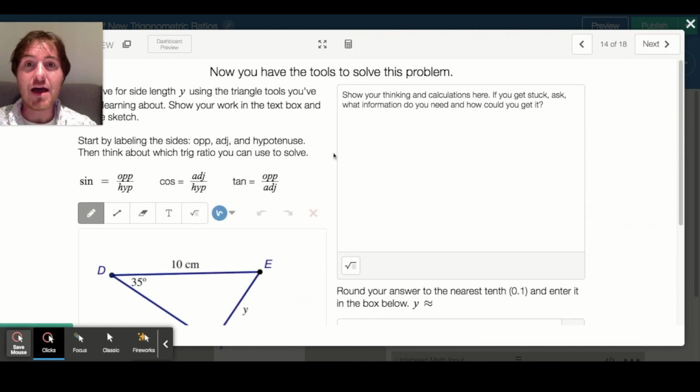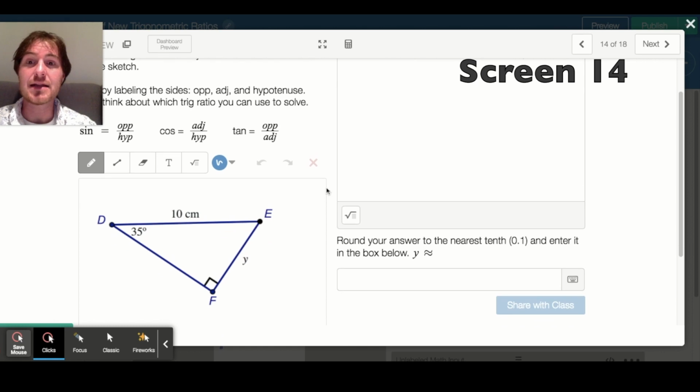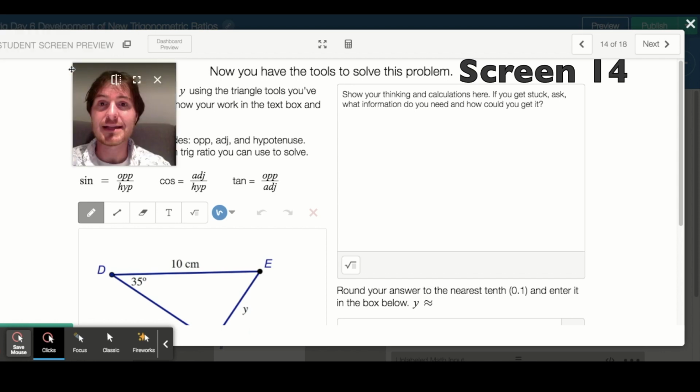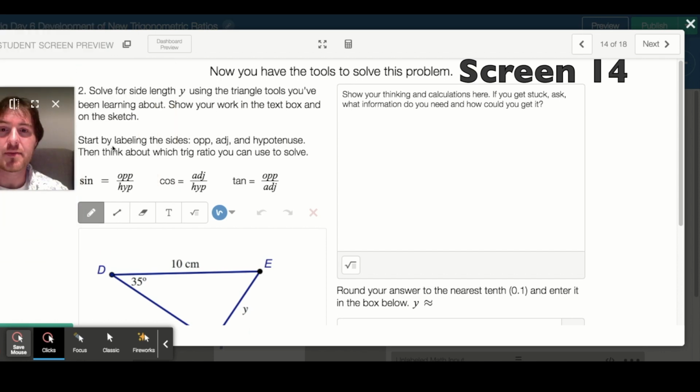Now you have the tools to solve this problem. Hey, let's do it, okay? So let's wrap it up. These last few slides here are going to be us solving trig problems with one another. So I might break this into a separate video so that we can look at it a little differently here, depending upon what you want to watch.